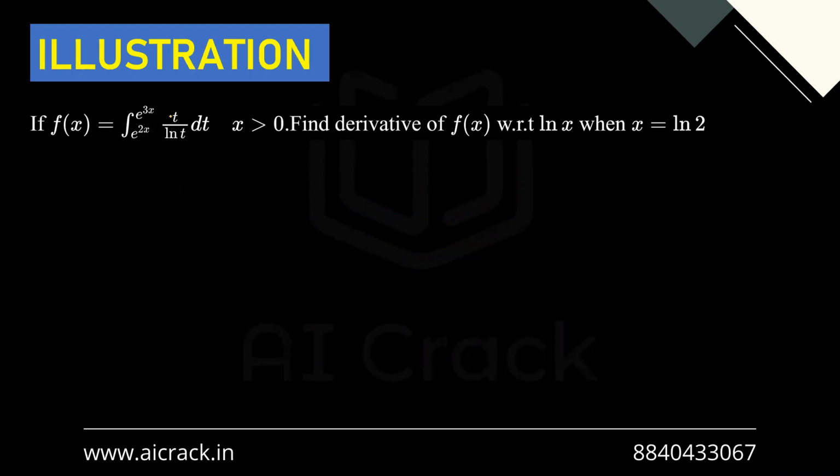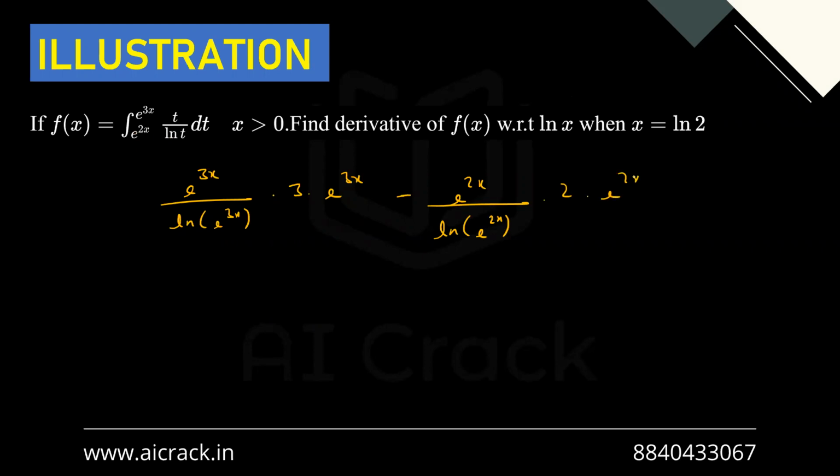In that case, we know that we have to apply this limit over here. So that would become e raised power 3x divided by ln e raised power 3x multiplied by the derivative of the upper limit, that would be 3 times e raised power 3x, minus the lower limit. We will be putting the lower limit in this function. So that would become e raised power 2x divided by ln e raised power 2x multiplied by 2 times e raised power 2x, right? So this is the application of Leibniz rule, and we have calculated f dash x. Now let's try to simplify it further.